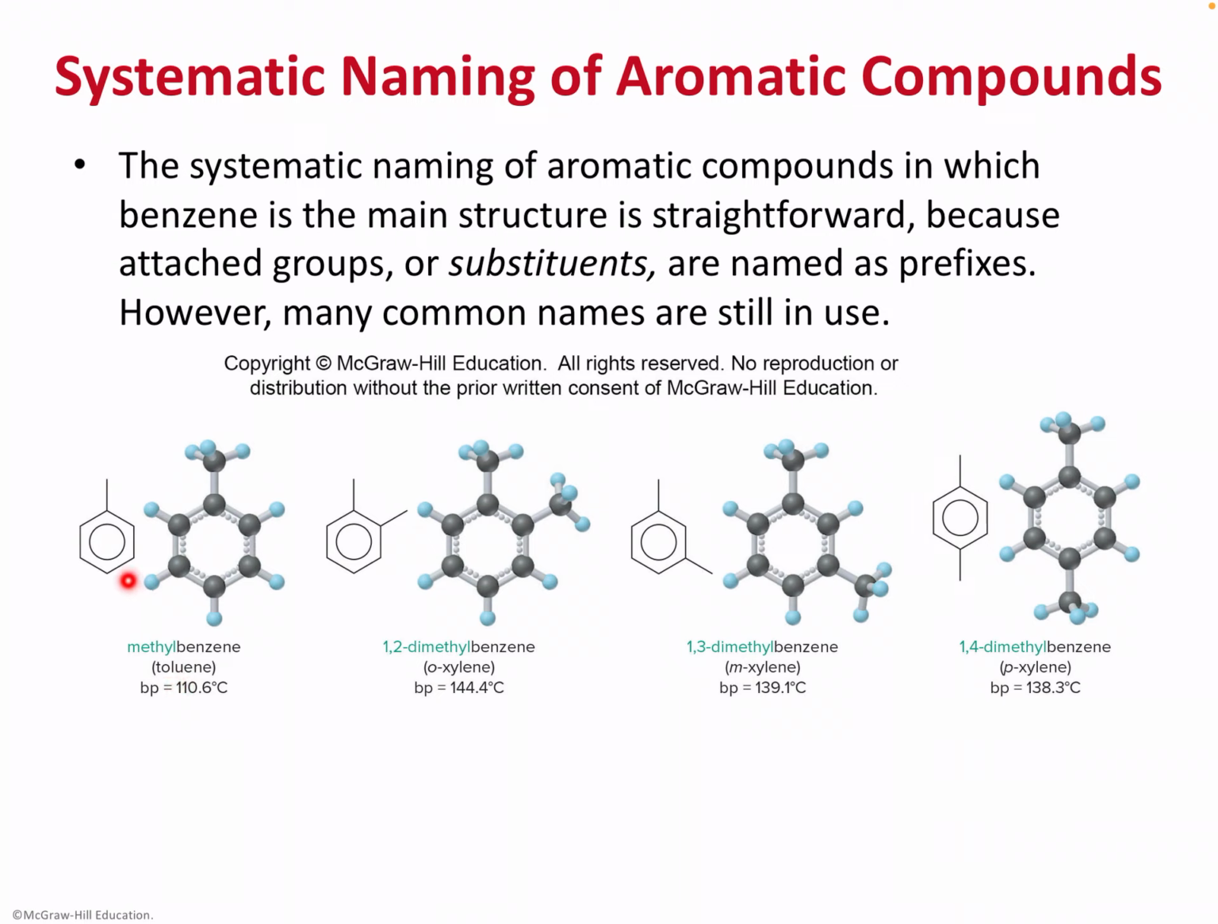Now, there is a methyl group here, a CH3 group. So we call it methylbenzene, and the common name is toluene. And then when you have 2 methyl groups on adjacent carbons, you can say 1,2-dimethylbenzene. Orthoxylene is the common name.